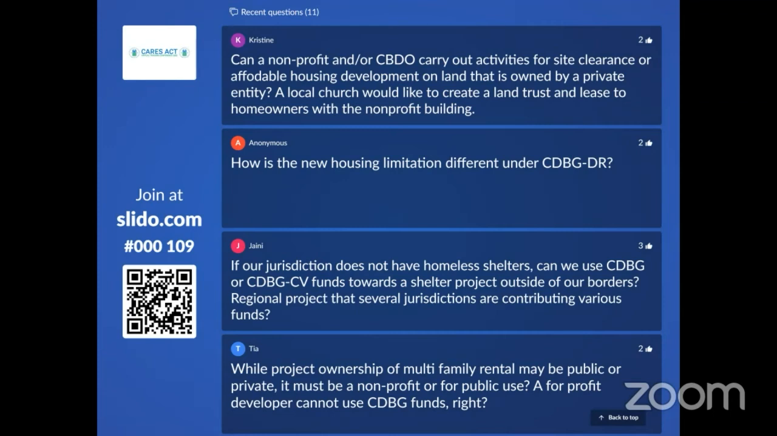Can a nonprofit or CBDO undertake site clearance for affordable housing? The answer is no, because generally nonprofits that do site clearance or assemblage or anything to support the development of affordable housing, to do those improvements, it has to be in public ownership.